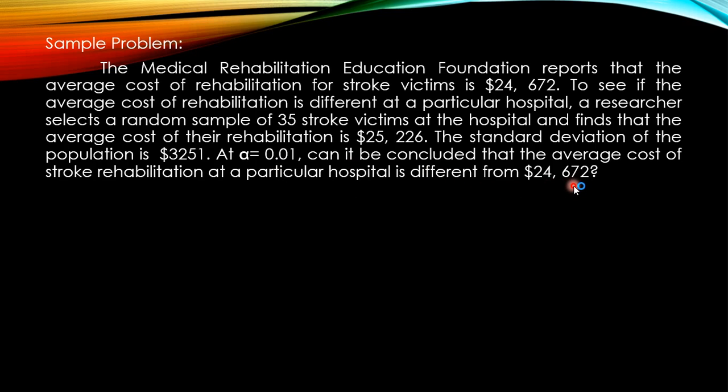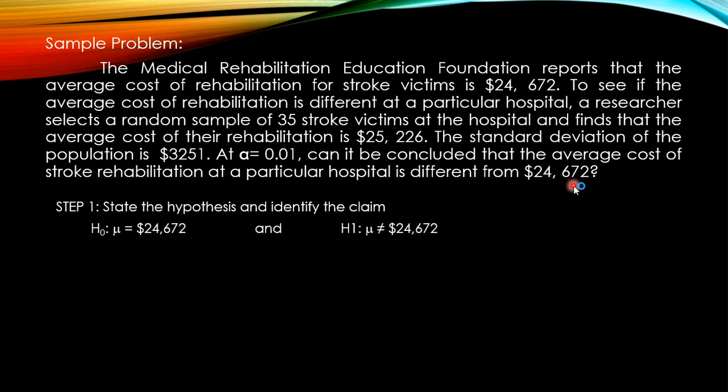24,672. So ang tanong natin, meron bang assumption ang researcher dito na mataas yung singil ng hospital na to kumpara sa average na singil ng mga hospital sa buong lugar na yan? Walang sinabi. So dahil walang sinabi na mas mataas o mas mababa ang singil, then, okay, proceed tayo muna sa step 1. State the hypothesis and identify the claim. Dahil walang inassume ang researcher natin, then ang null hypothesis natin ay ito.